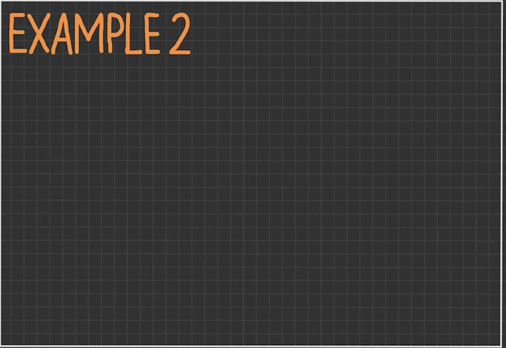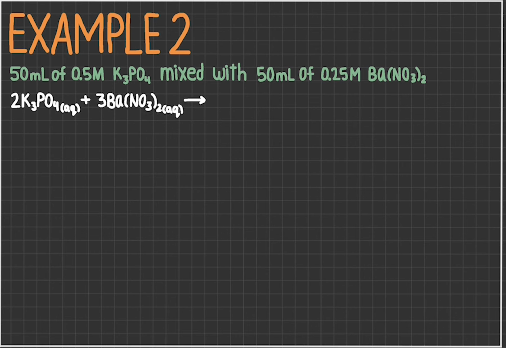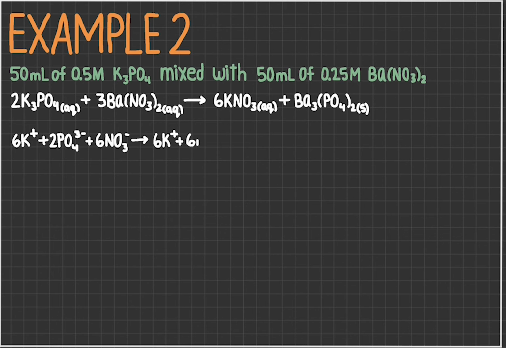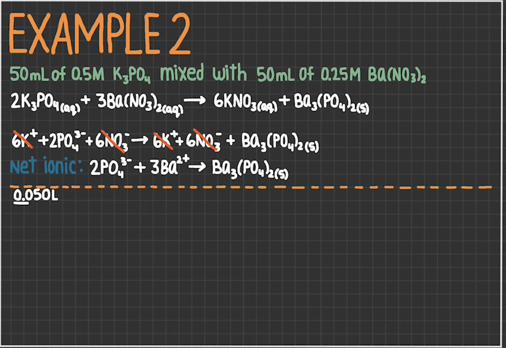Now let's use this equation to help us determine the limiting reactant. We have 50 milliliters of 0.5 molar potassium phosphate. So 0.05 liters of 0.5 moles per liter gives us 0.025 moles of potassium phosphate, which is 0.025 moles of the phosphate ion. And 50 milliliters of 0.25 molar barium nitrate: 0.05 liters times 0.25 moles per liter gives us 0.0125 moles of barium nitrate. This translates to 0.0125 moles of the barium ion.